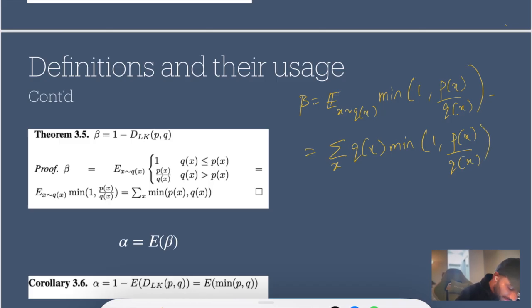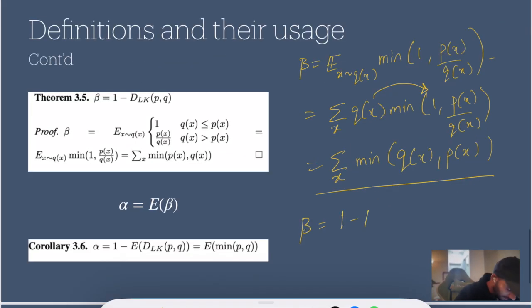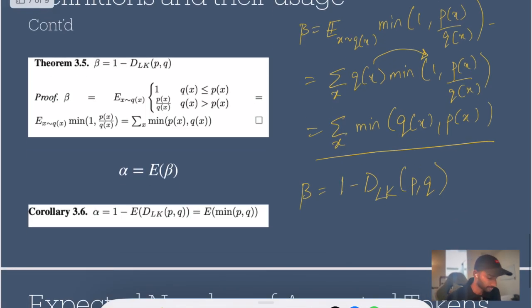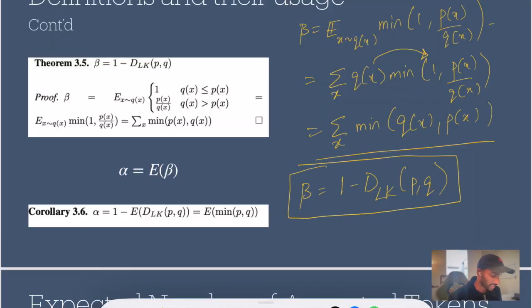And when you write this and you take this Q of X inside the minimum, it's a positive quantity and you can take it like that, then it basically becomes the sum of min of Q of X comma P of X, right? We can very easily see that beta equals 1 minus D_LK of P comma Q. So the symmetric divergence that we defined earlier comes into use when we have this semantically loaded definition of beta. Beta is the probability that any given token is accepted by the target LLM's distribution when we sample the tokens from the approximation LLM. So that is beta here, and it's called the acceptance rate.